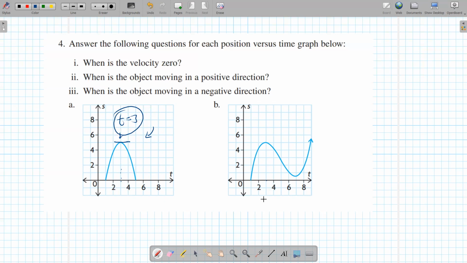Which curve do you look at? You look at all the turning points. If there's multiple, you look at both of them. So there's going to be multiple instances when the velocity is 0. So 3 and 7. Yeah, 3 and 7, that's it. So t equals 3, the velocity is 0, t equals 7, the velocity is 0, okay?